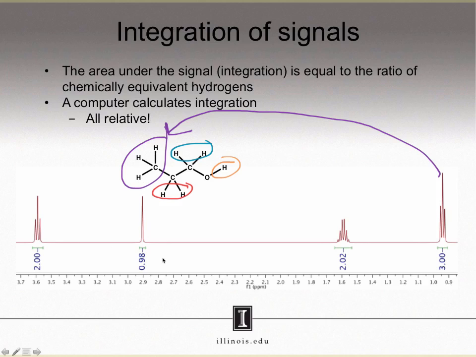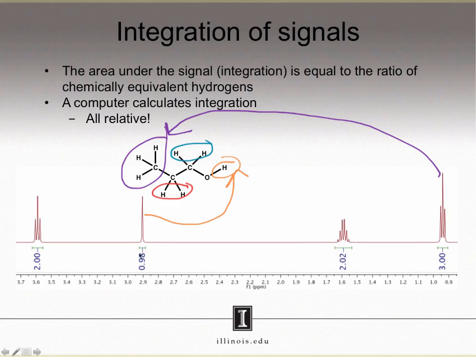What about this signal here that integrates for 1? What set does that belong to? That has to belong to the orange set, because the orange set is the only set that contains only 1 proton. Okay, that's not so bad. We've begun seeing how the NMR spectrum lines up with the molecule structure. What about these last 2 signals? Unfortunately, we can't identify these just yet.